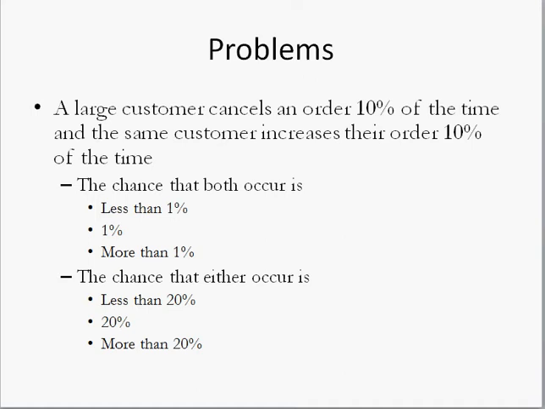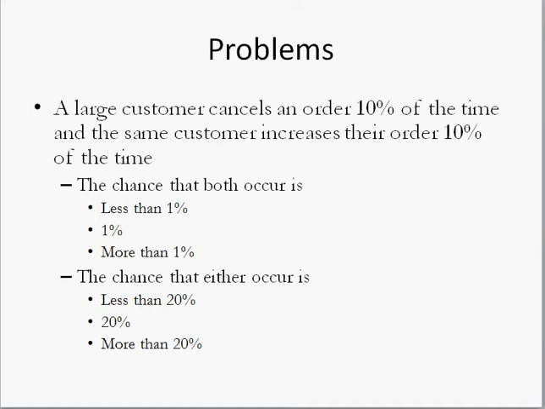Well, just the nature of those two areas suggests that you can't cancel an order and increase it at the same time. And so that bin is going to be 0. Similarly, if they don't cancel and don't increase, that cell should be larger. There should be a greater count.